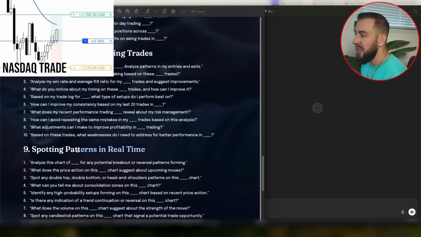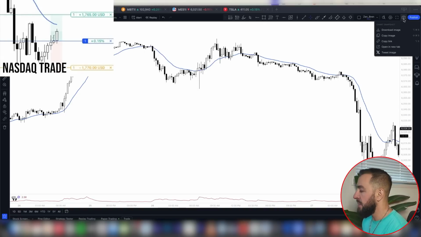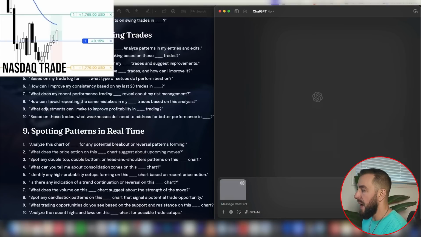The next way to use ChatGPT with your trading is spotting patterns in real time. This one's really good, especially for new traders if you're still trying to get the hang of this pattern recognition. One of the things that can make or break a trader. And this is where ChatGPT's power really shines through. Now check this out. Let's grab a chart. This time let's go to the ES, copy the image, go to GPT, and then we'll grab this prompt here.